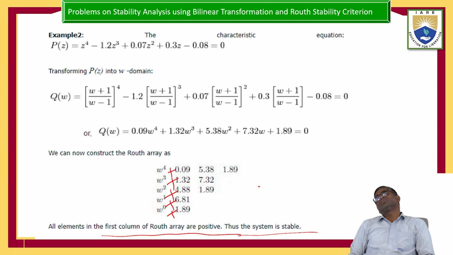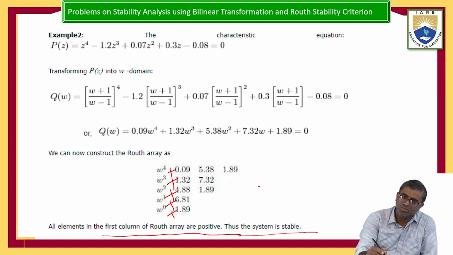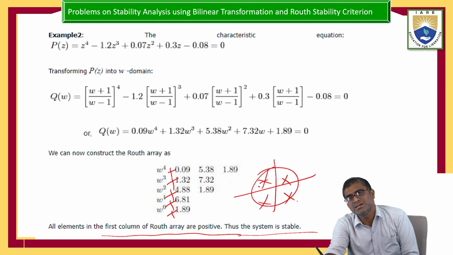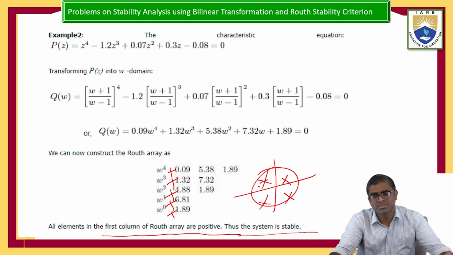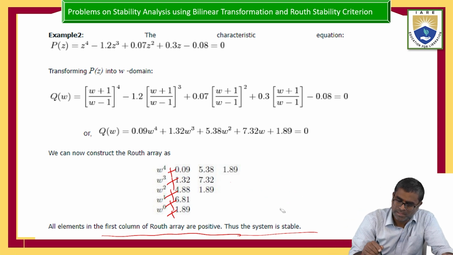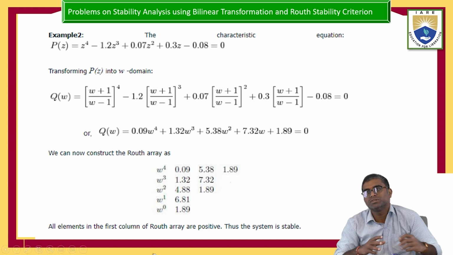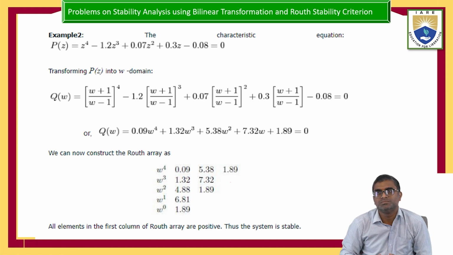So how many rows are there? There are 4 rows. So the 4 roots are inside the Z circle, inside the unit circle. So the system is stable. Inside the circle is there. So this system is stable. Next.